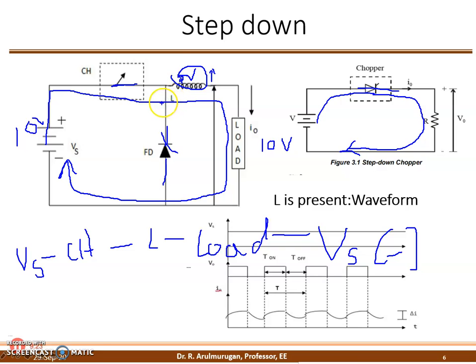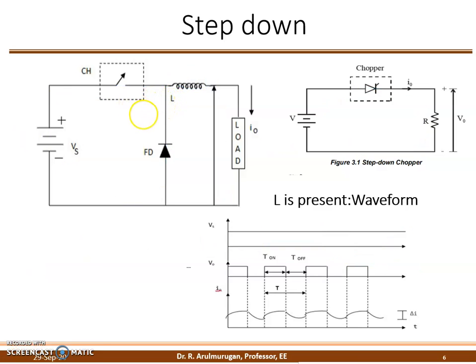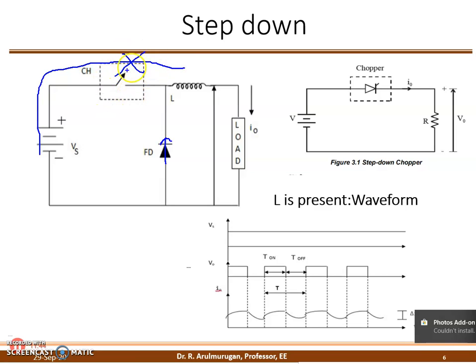What are the mode 2 conditions? During mode 2, the switch is open and the diode is closed, based on the arrow mark. If the switch is open, does the source flow to the load? No. Why? Because the switch is open.